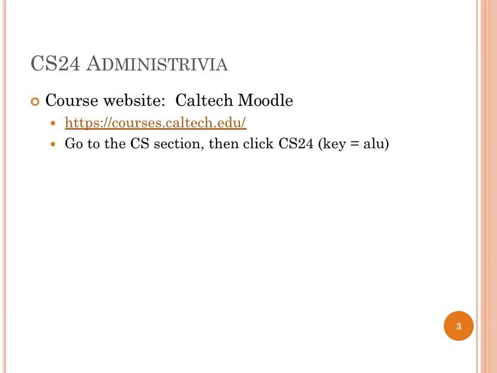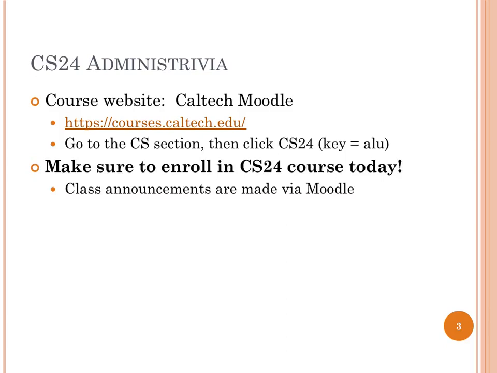Now, there is a course website, and you need to sign up on it as soon as you possibly can. If you are already bored, you should do it now. You can go to the Caltech Moodle and find CS24. I believe that I have successfully set the enrollment key to be ALU, all lowercase. And if it's not that, then it's still Pinkston. You know how they always set up the instructor's last name for the enrollment key until they change it. So please do that quickly, because I send all course announcements that way.